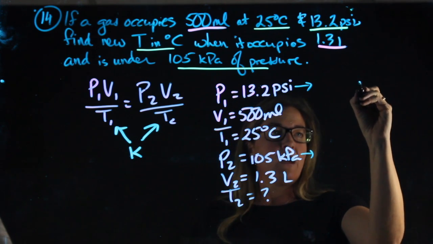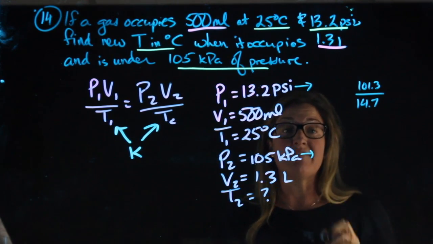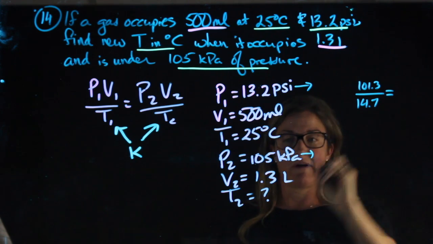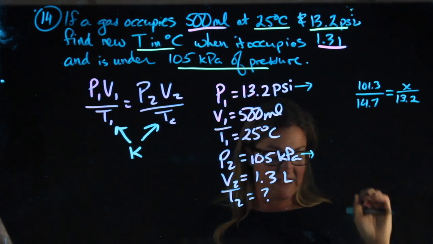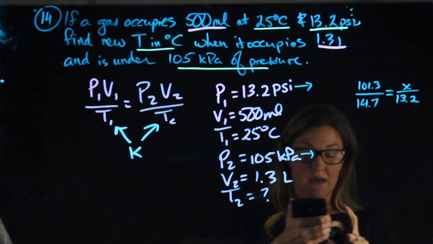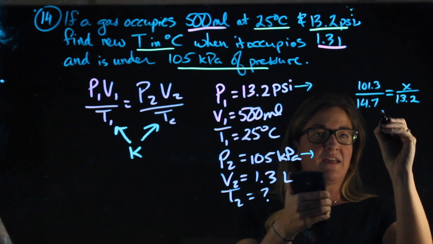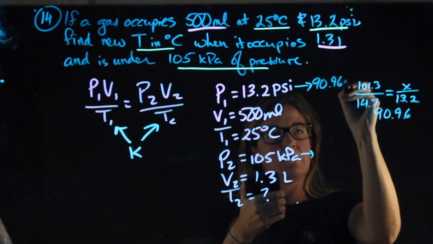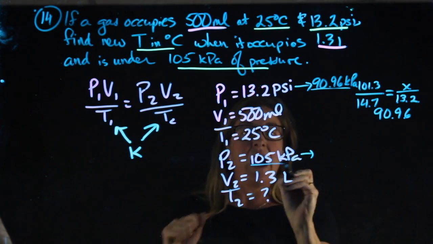I know that 101.3 kPa is equivalent to 14.7 psi. I get those two numbers from my formula sheet. Therefore, 13.2 psi is equivalent to how many kPa? Solving this proportion, 101.3 times 13.2 divided by 14.7 gives me 90.96 kPa.